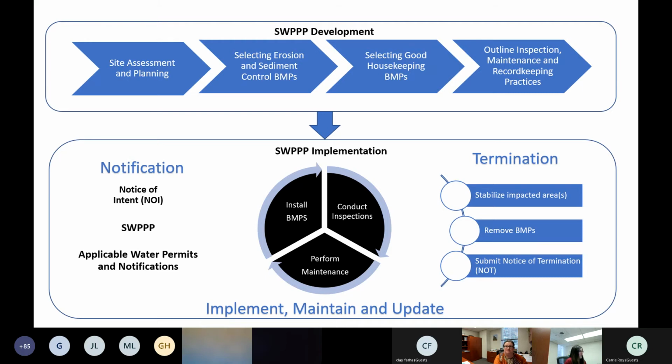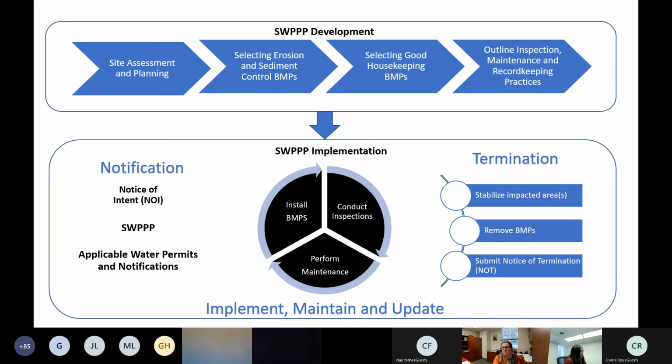Once you've developed your SWPPP, we now need to implement that. And you do that by formally applying for a permit, where you submit a notice of intent, your developed SWPPP, and any applicable permits, depending upon where your project is located. You may need a floodplain permit, a 404 notification, for example. And then we're going to implement the SWPPP, and we'll do that by installing our BMPs, conducting inspections, and performing maintenance. And that's an ongoing process throughout the life of that permit, until your project is completed.